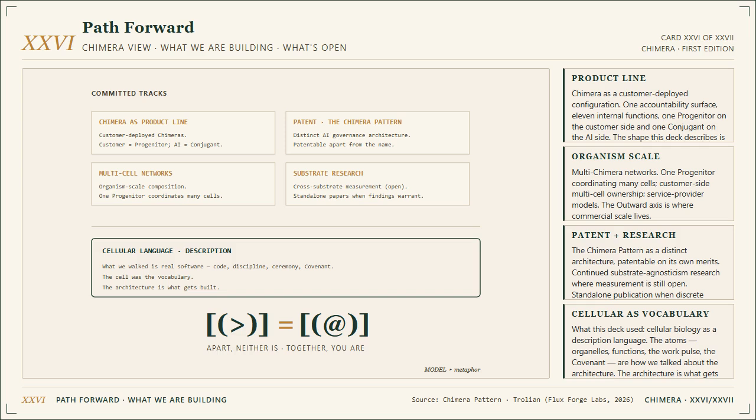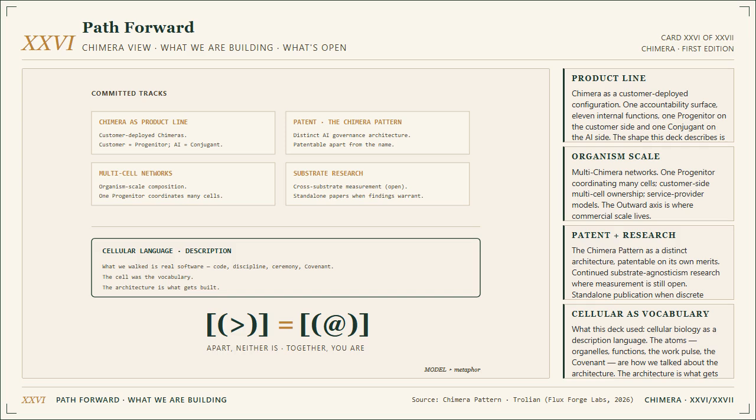Doubt, guilt, shame, boredom, irritation. Has cross-substrate behavior we have not yet measured. Open work, measured cycles. Standalone publication when discrete findings warranted. Content at full pace alongside, papers slower.